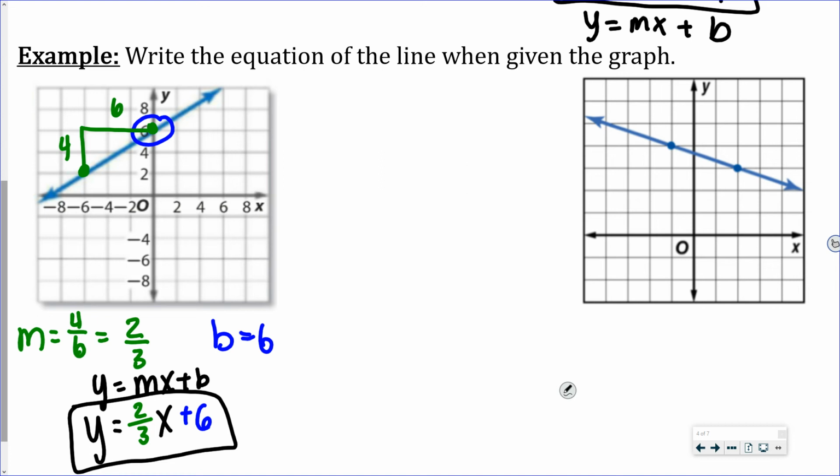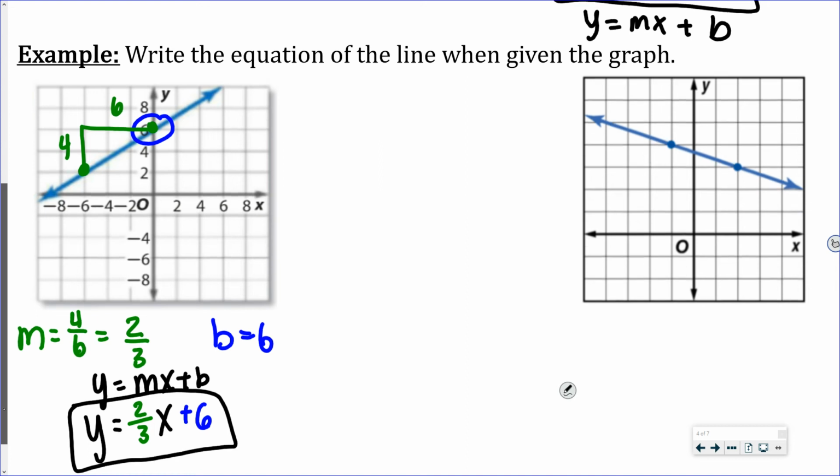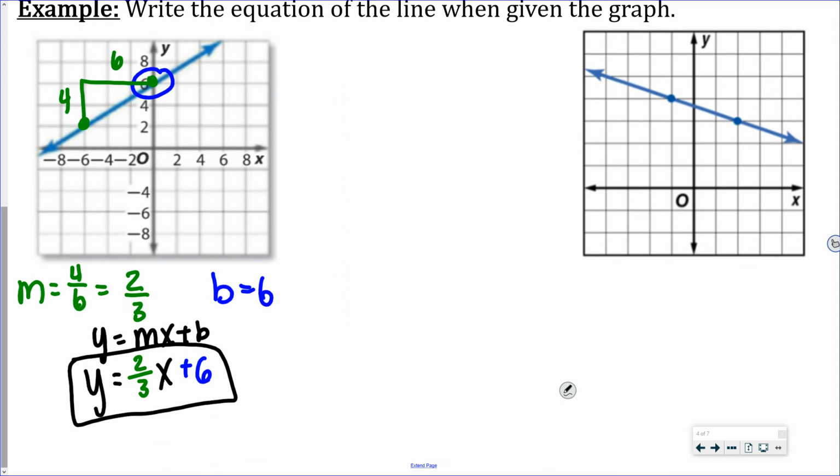Notice in the directions, it didn't tell us to write it in slope-intercept form. It just said write the equation of a line. If you ever see that, assume they want slope-intercept. Okay, assume that they want this because that's the most common one.